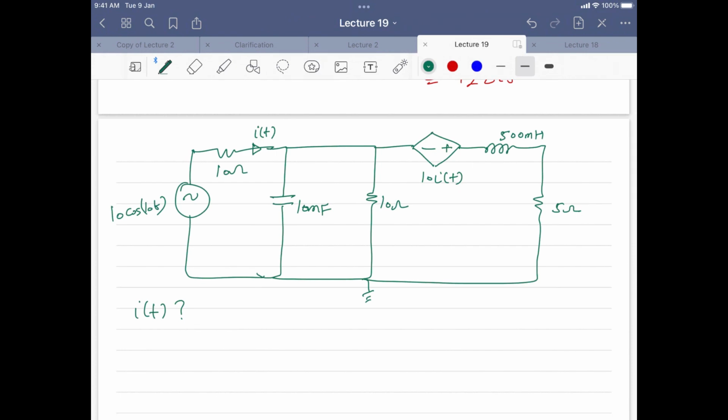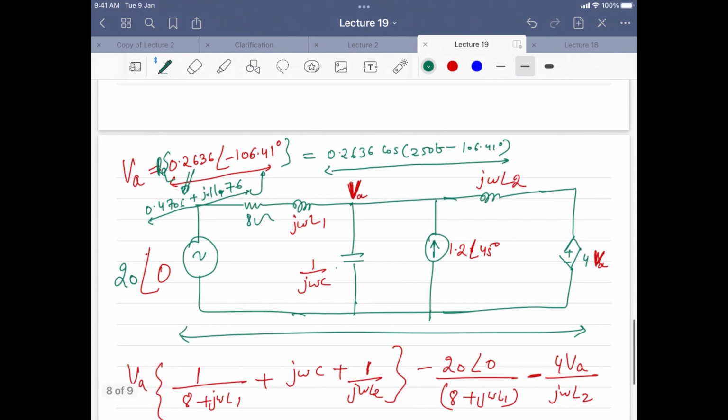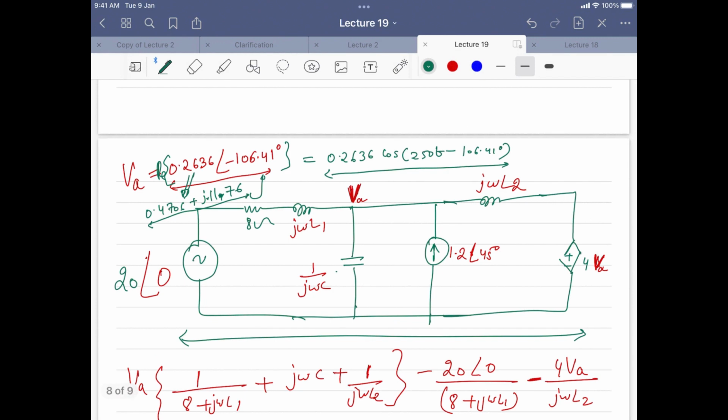No. Previous question, how can we find current? So that is what you have to solve actually. No. In previous question. What do you want to calculate here? Current passing through capacitor. So that is easy, right? So once you have this voltage VA, you can divide by 1 by j omega c to get the current passing through the capacitor. Okay.